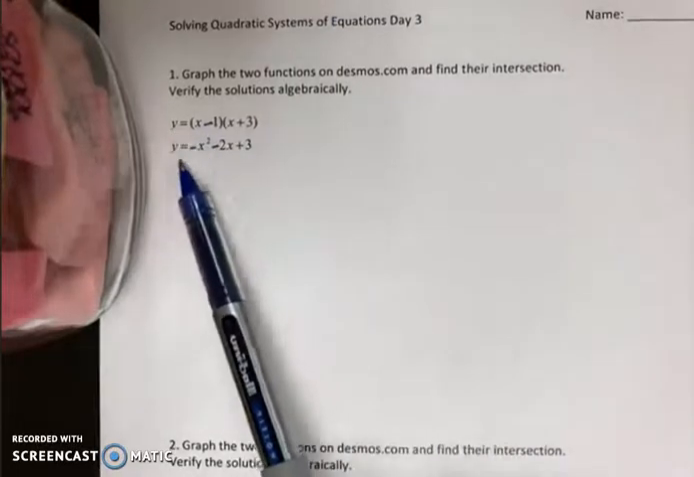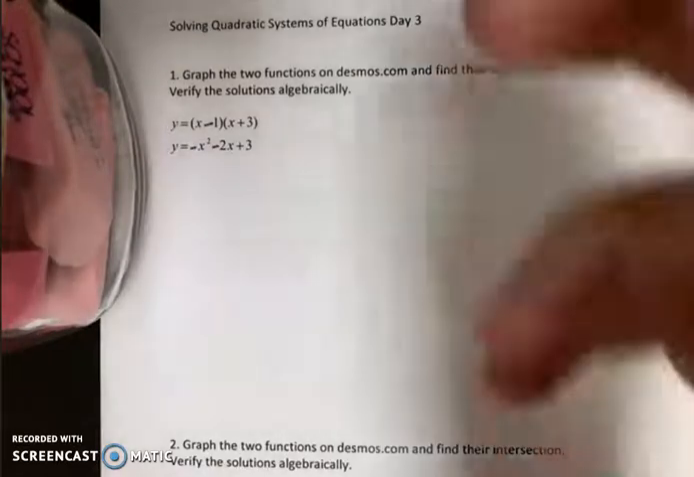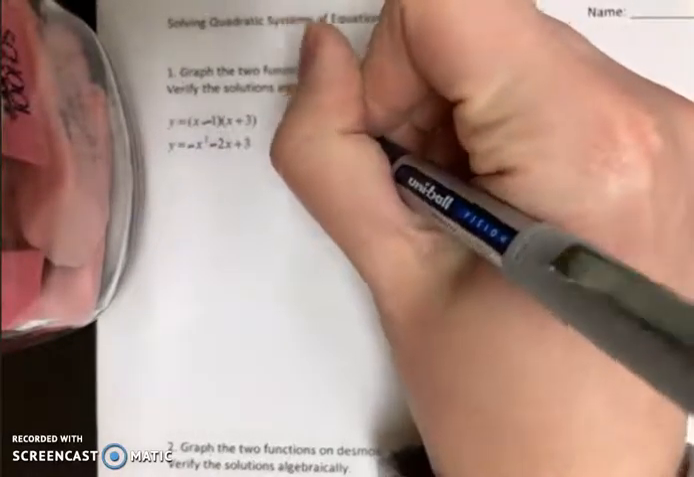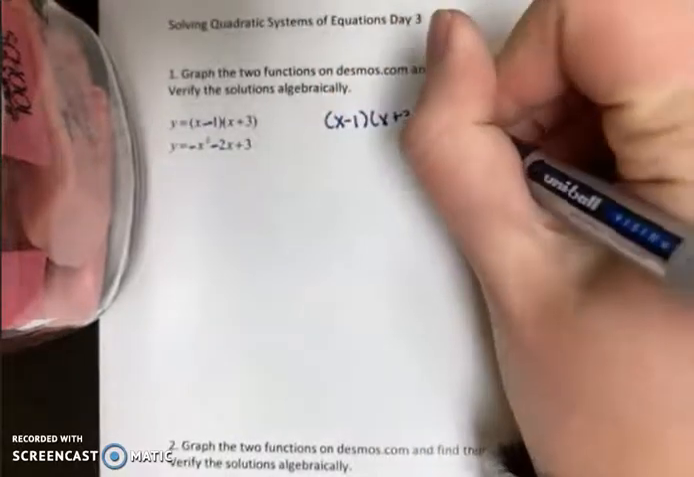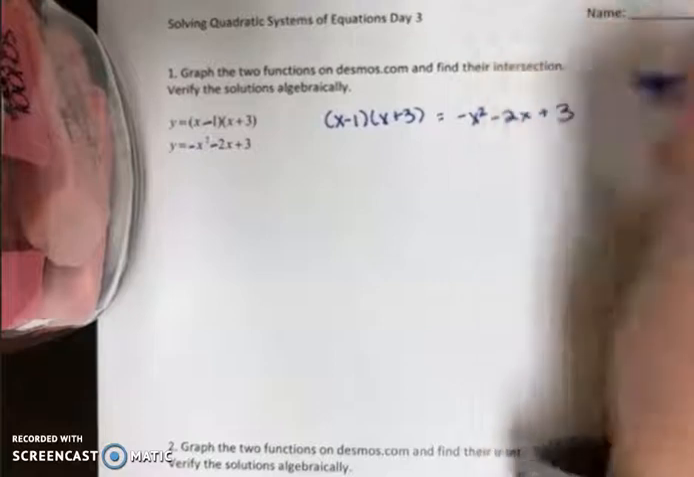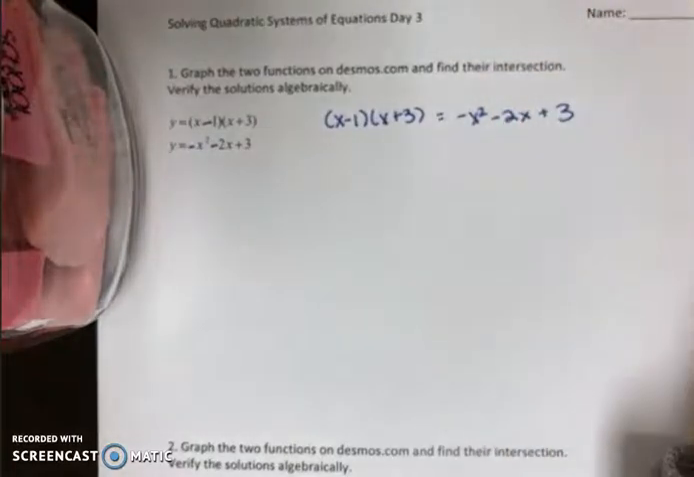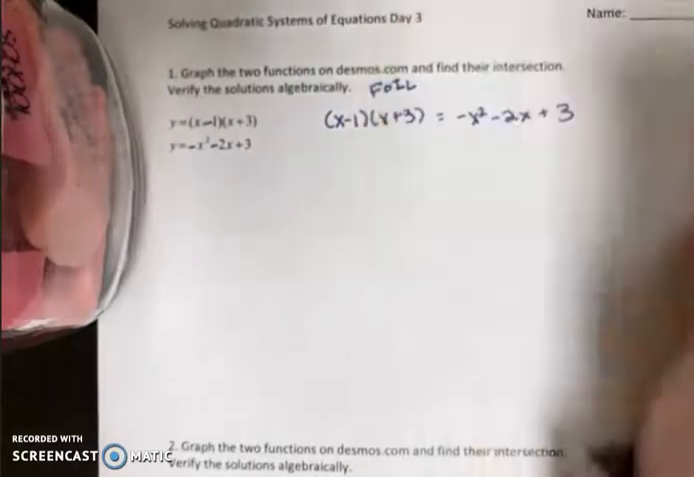You can see here that we have two equations. Both of them are y equals. So I can set them equal to one another. (x minus 1)(x plus 3) equals negative x squared minus 2x plus 3. Then I'm going to FOIL out as my first step.